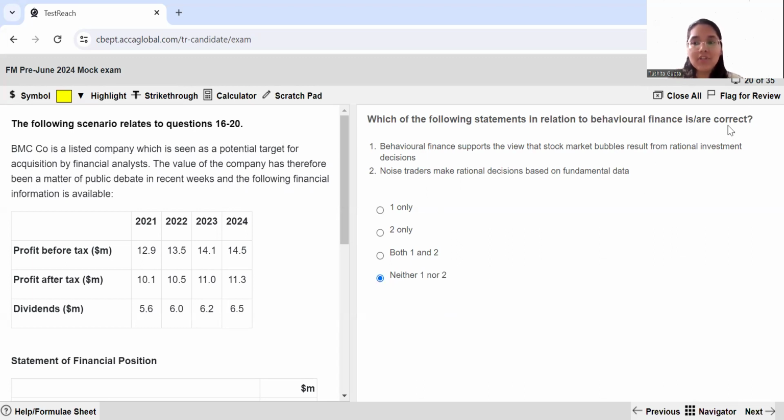Hence, because it is asked which is correct, I mark neither 1 nor 2. With this question, we are done with the very first case study, which is BMC company.